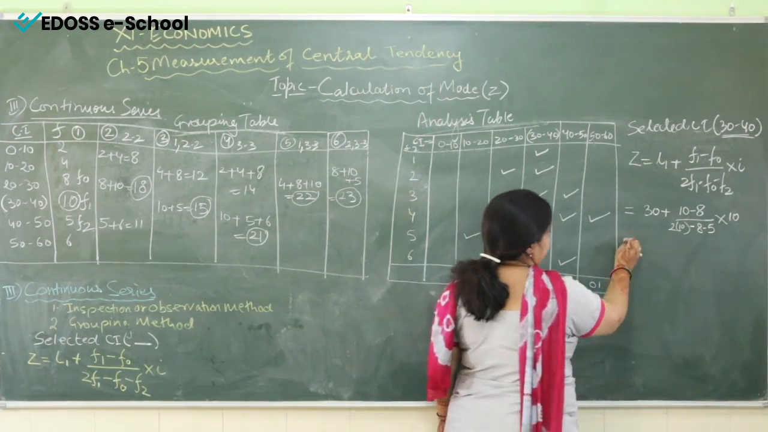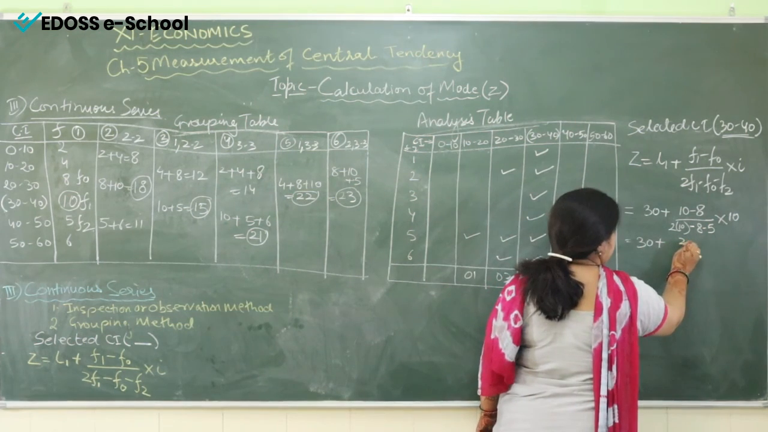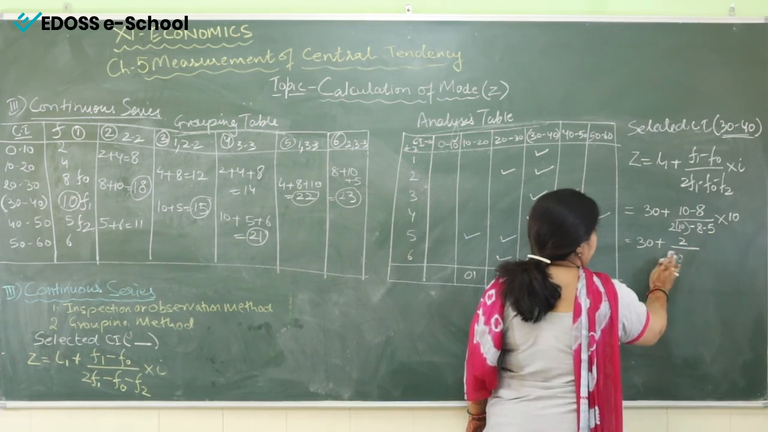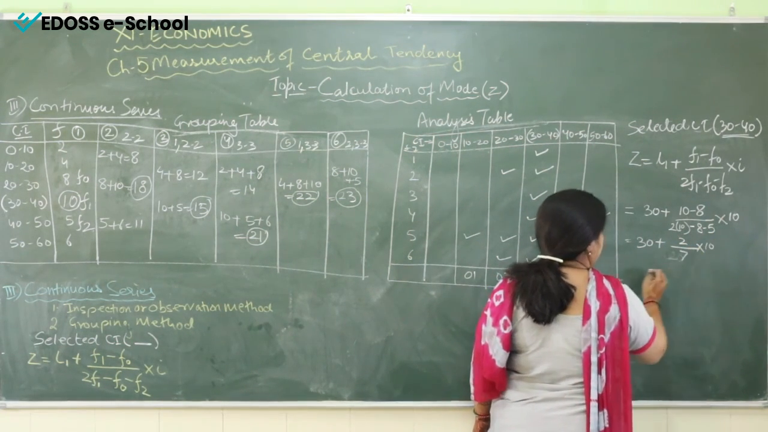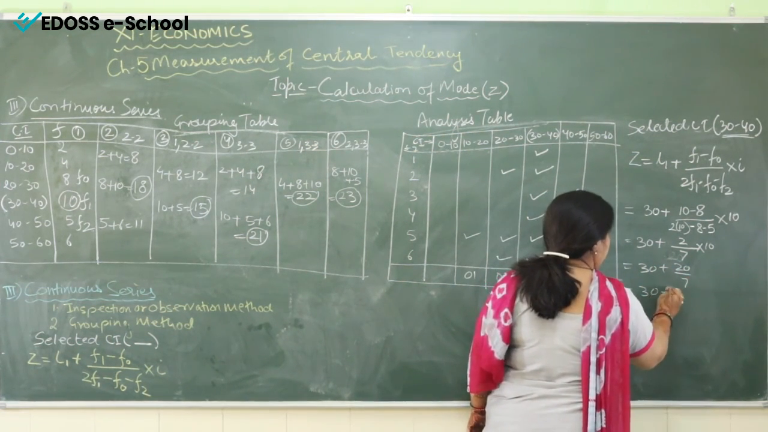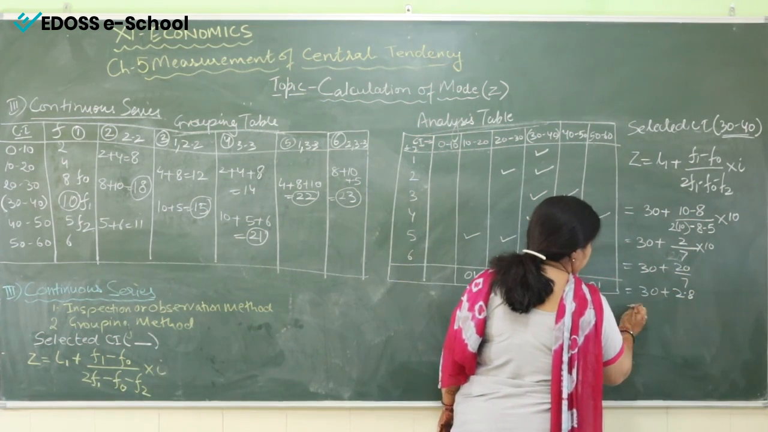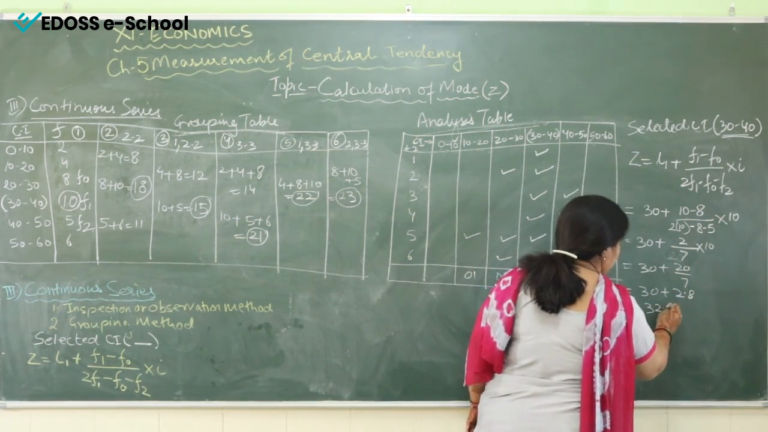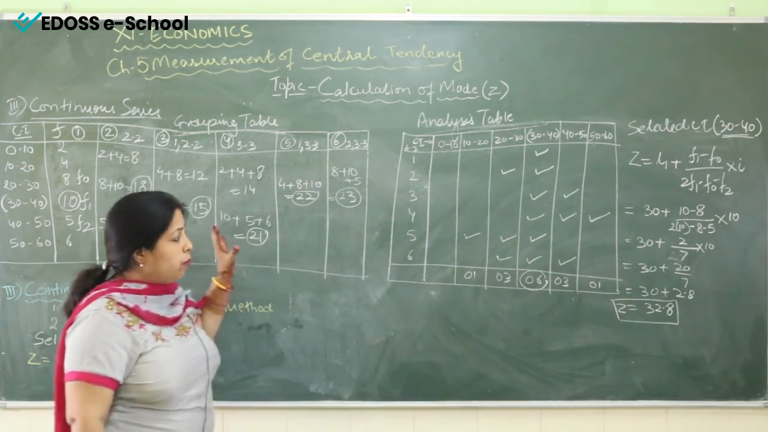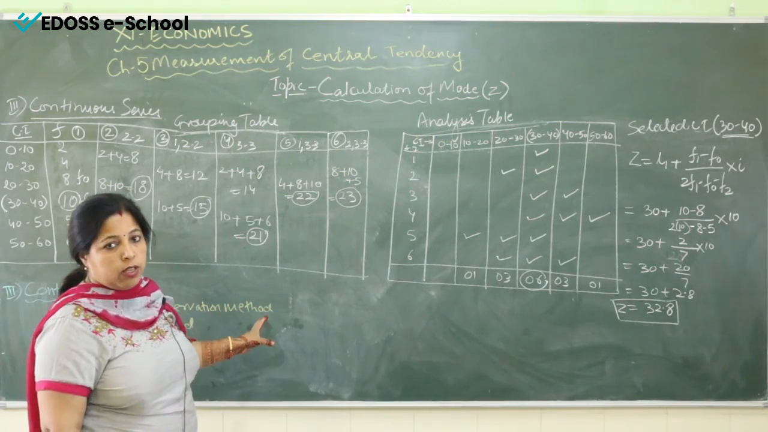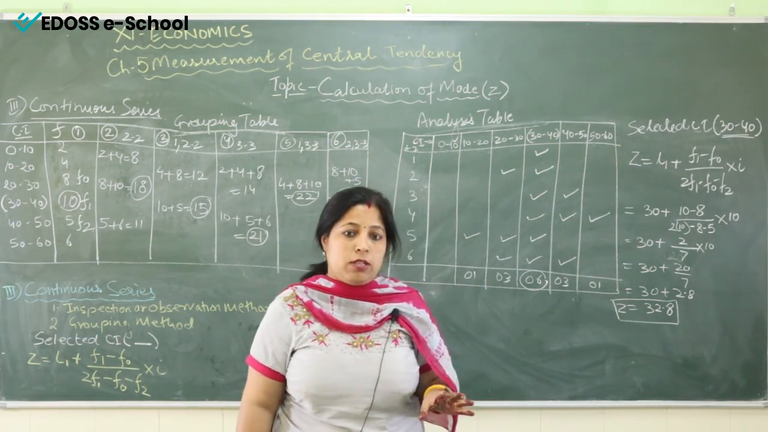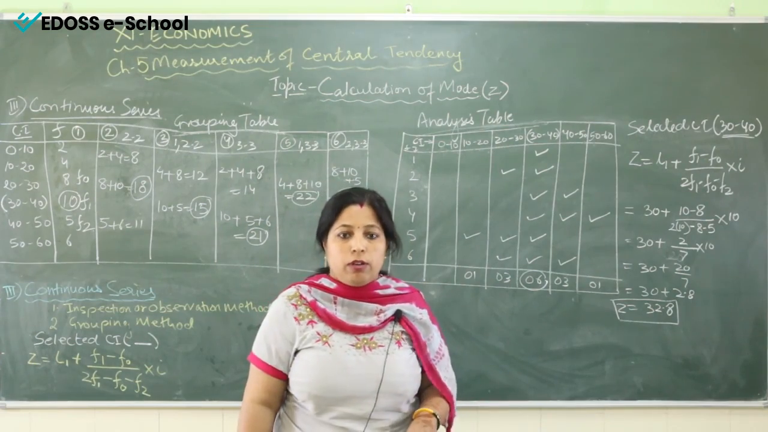We will solve it. 30 plus 2 upon 20, 20 minus 8, 12, 12 minus 5 is 7 into 10 is equal to 30 plus 20 upon 7 is equal to 30 plus 2.8 approx, and the answer is 32.8. So this is the value of mode, and this is how we calculate mode in the continuous series. I hope you have understood all the three methods, and in all the series. So this is how we calculate mode. Thank you.